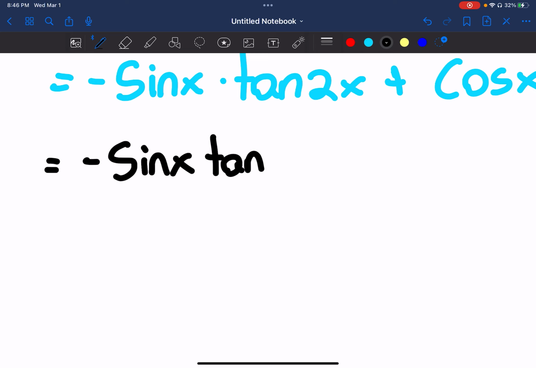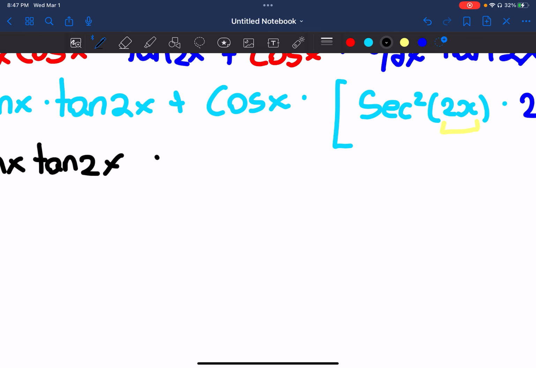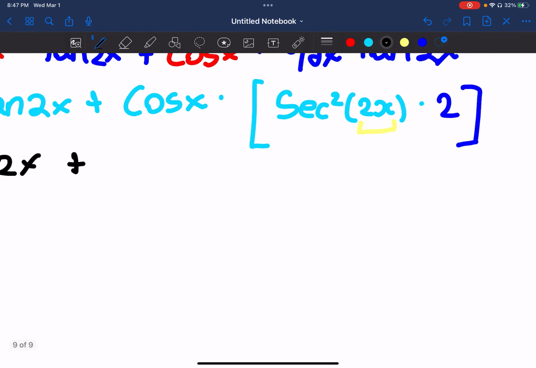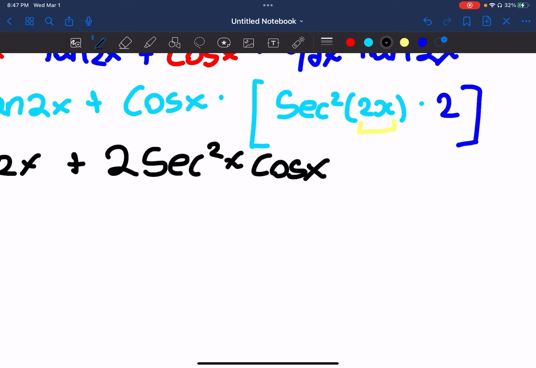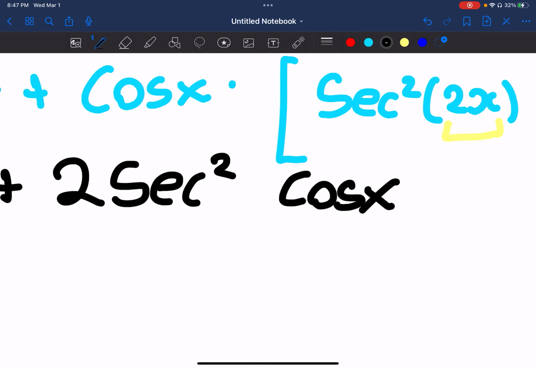Wait, am I lost? I'm not lost. Yeah. So minus sine x tan 2x plus 2 sec squared x cos x. And yeah. Oh, 2 sec squared 2x. Sorry, I see. I'm missing a parameter myself. Yeah, it happens. So try not to make the same mistake as me.